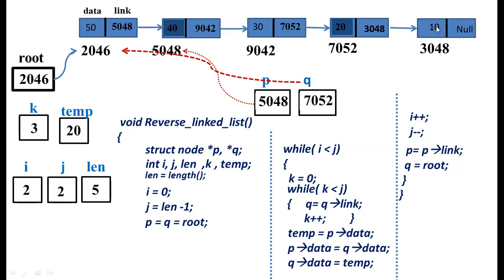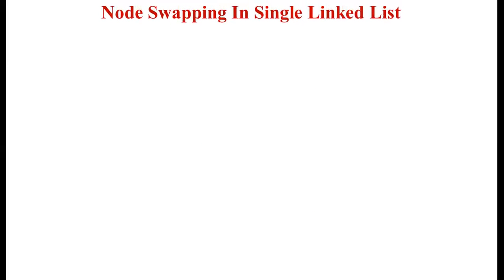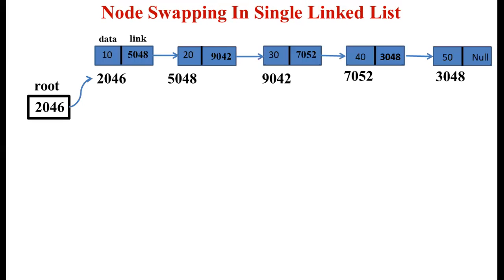Now let us see how we can swap two elements in a single linked list. So swapping the elements in a single linked list. So here not elements, we are going to swap two nodes in a single linked list. So now let us once again consider the same single linked list with 5 nodes which are connected like this, where the root is pointing to this particular starting node.